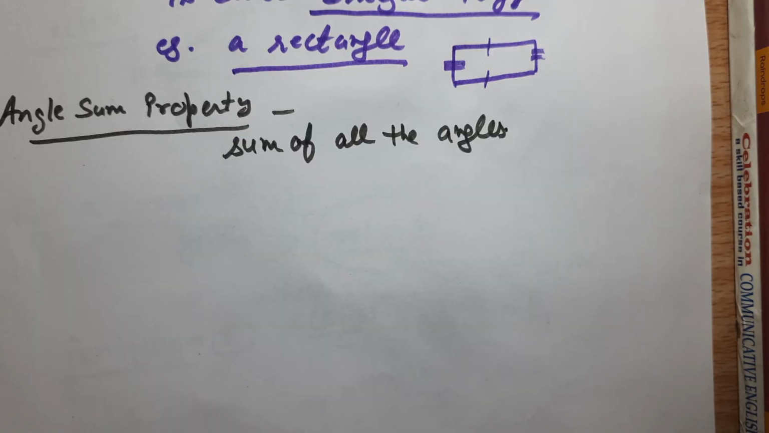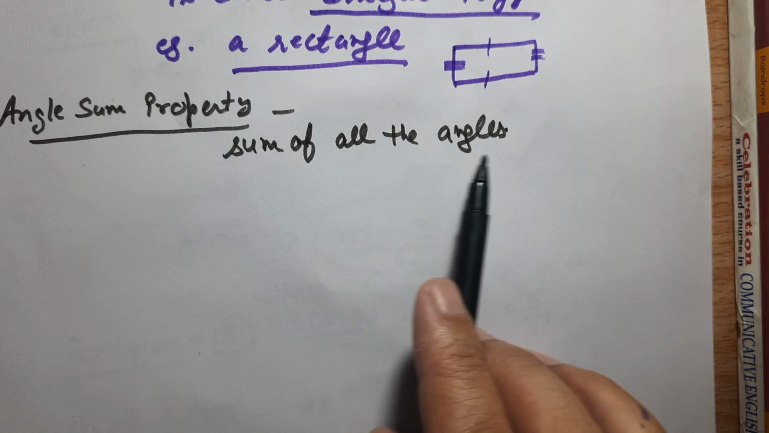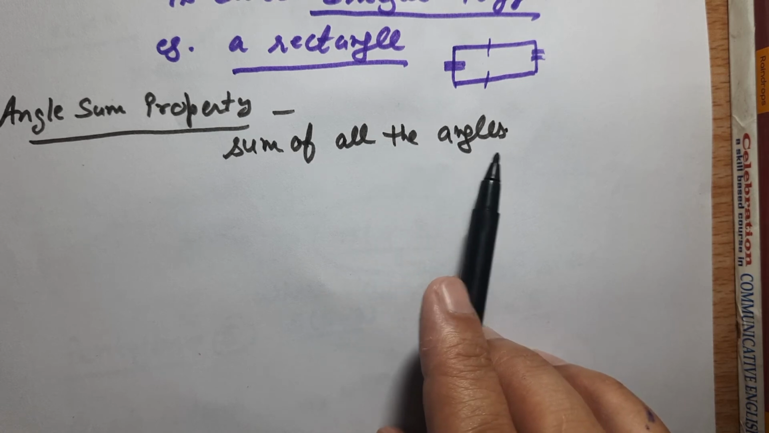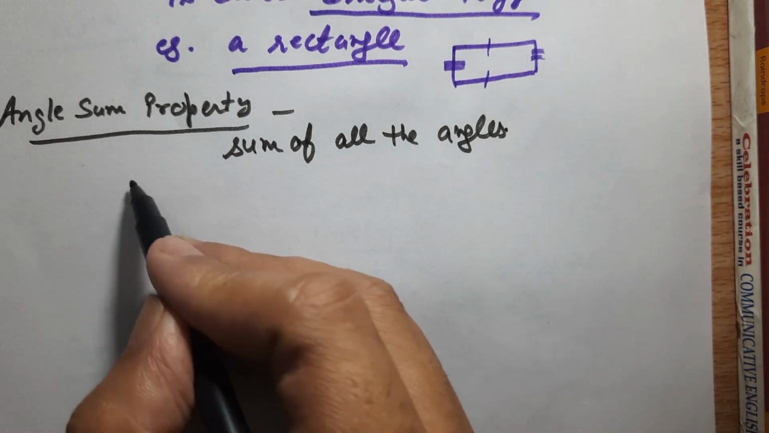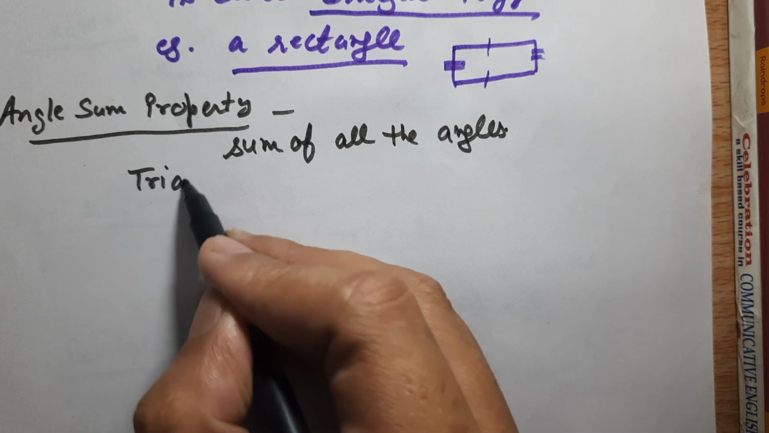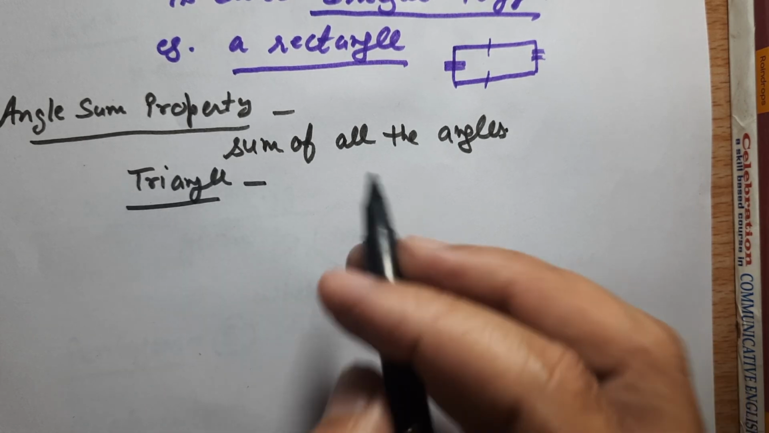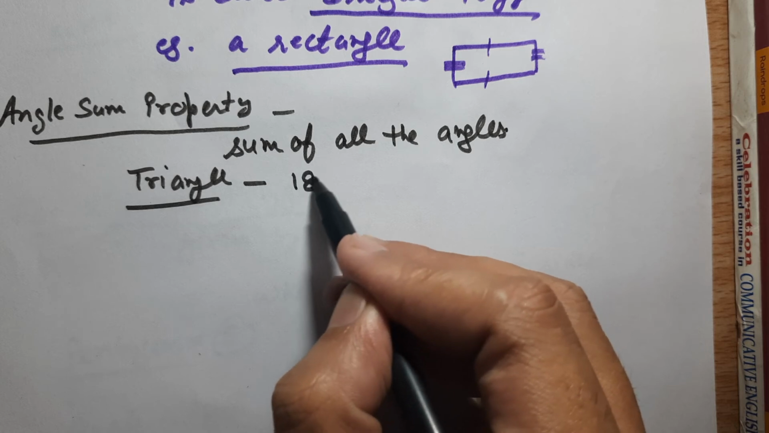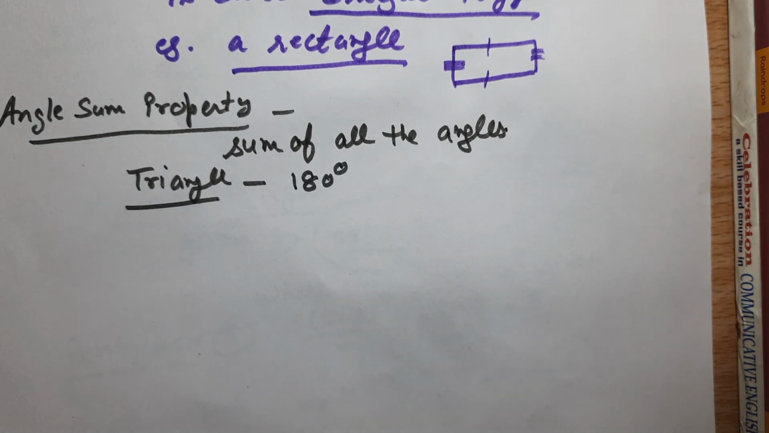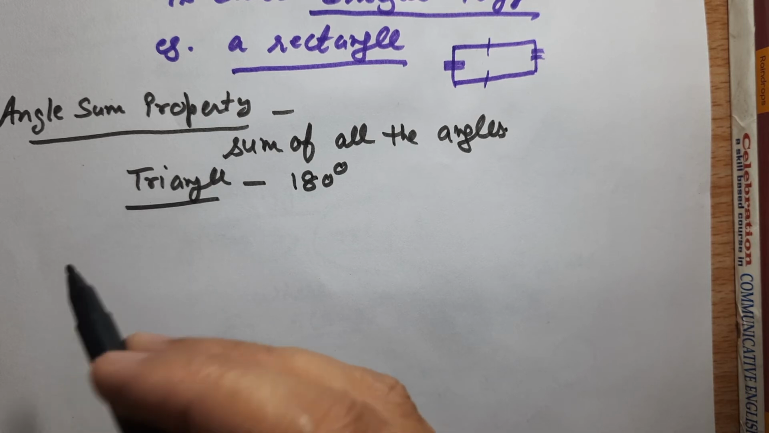Okay children, now we will understand about angle sum property. Angle sum property may be for any triangle or polygon, or we can say for any figure. Angle sum means sum of all the angles. For example, for any triangle, the sum of all the angles of a triangle is 180 degrees, and a triangle is a polygon having 3 sides.